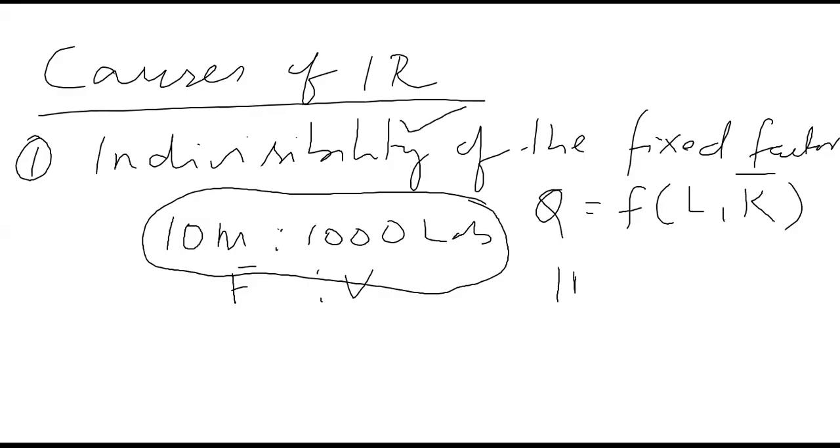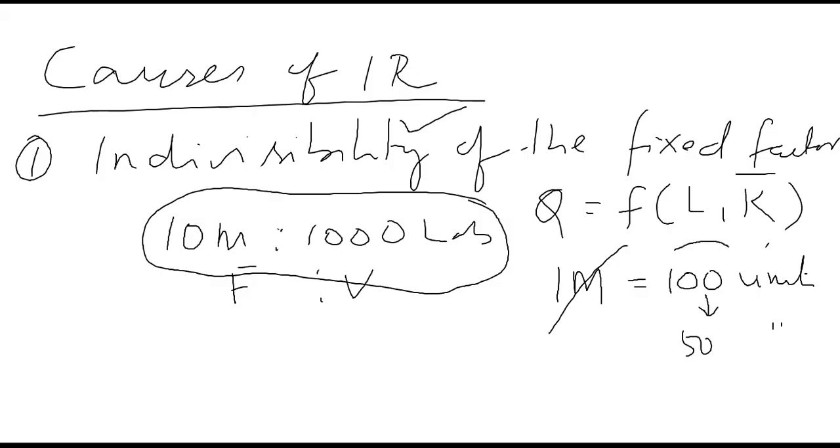Suppose one machine has a capacity to turn, say, 100 units of output per day. Now suppose you say that you need only 50 units. Will you take only half of the machine and operate? Can you do that with a fixed factor? No, you cannot do it.